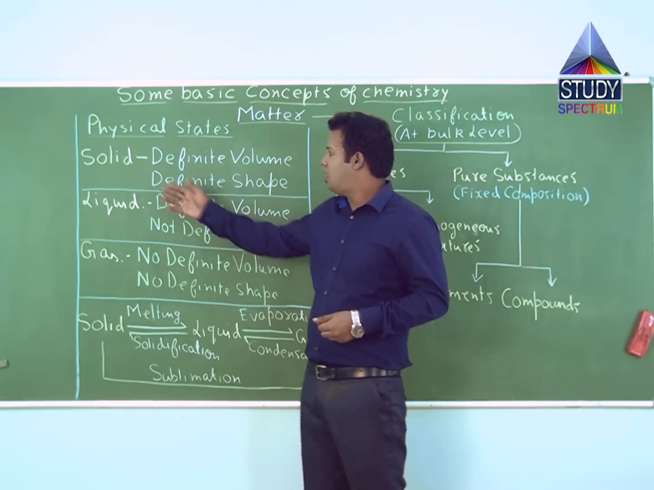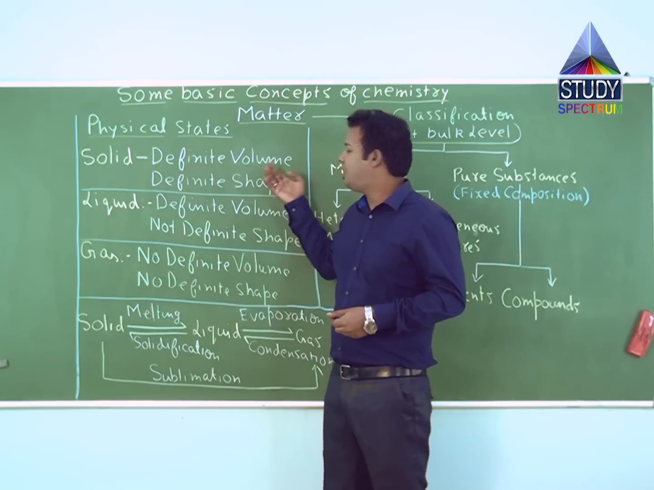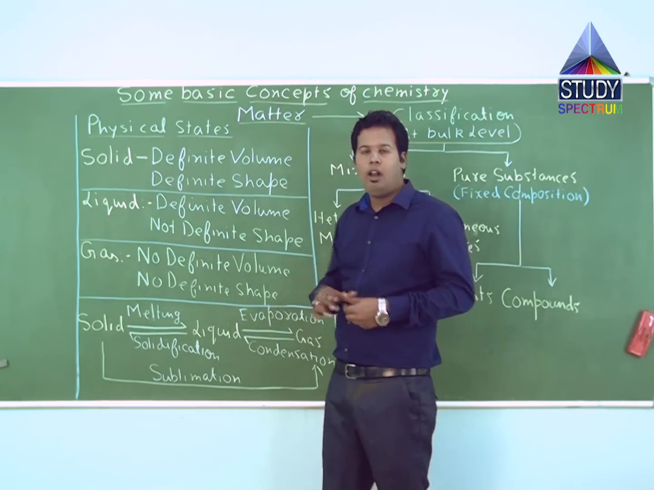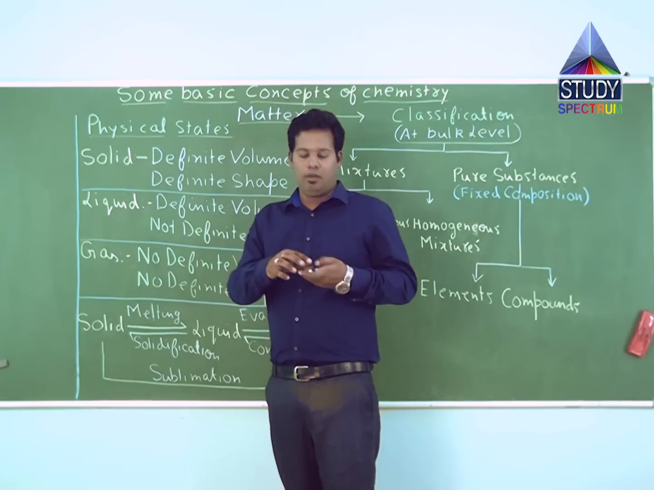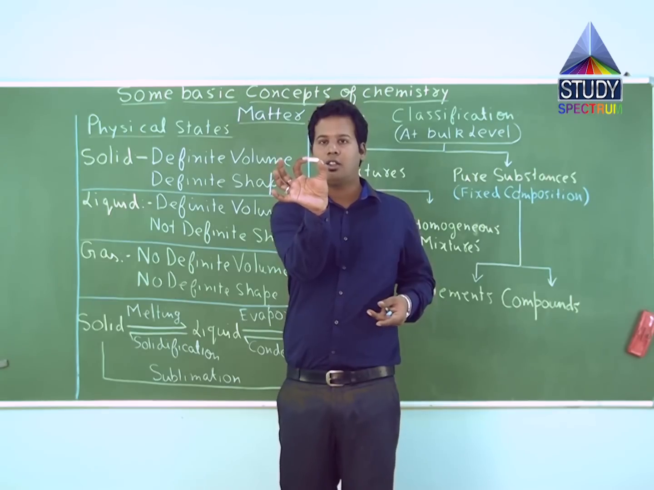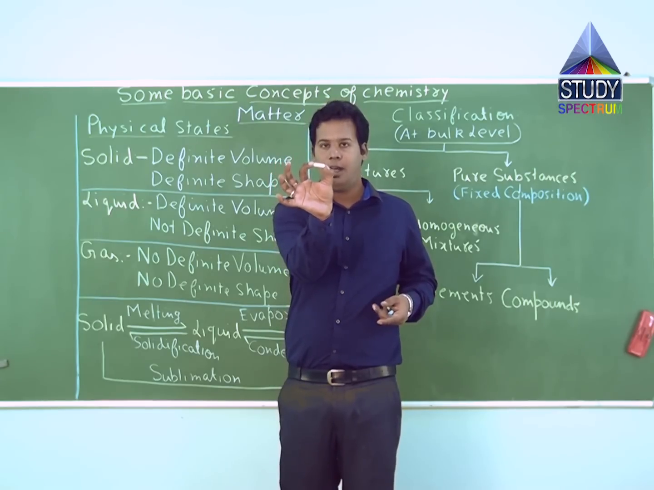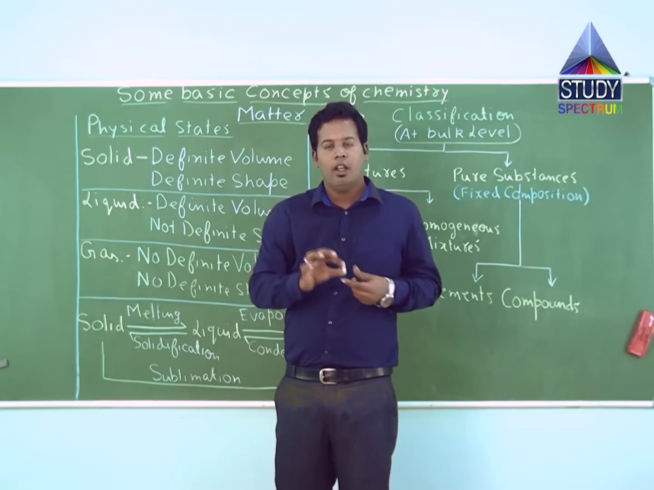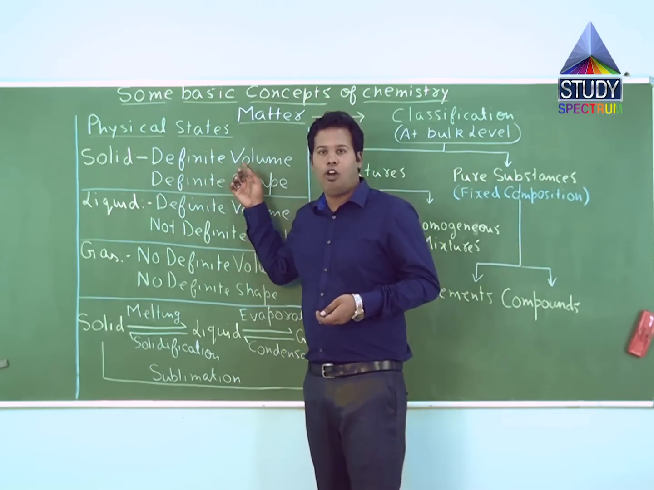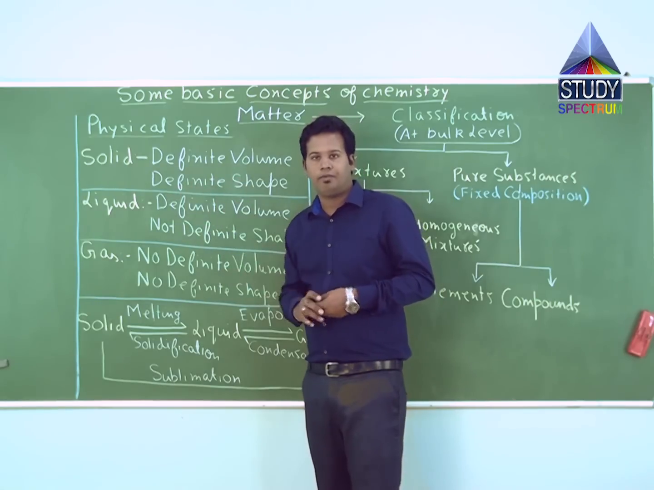Now what is a solid? A solid is a matter which has definite volume and definite shape. For example, suppose if you can see this chalk, if you consider this as a solid, it has a definite shape, it is a cylindrical shape and it has a definite volume. So a solid is a matter which has definite volume and definite shape.